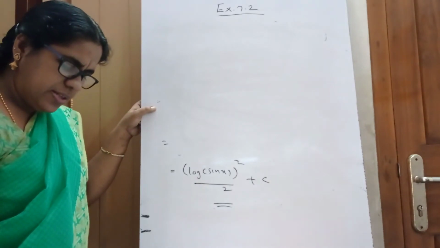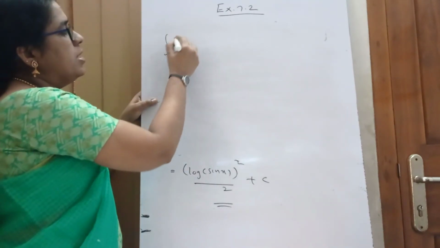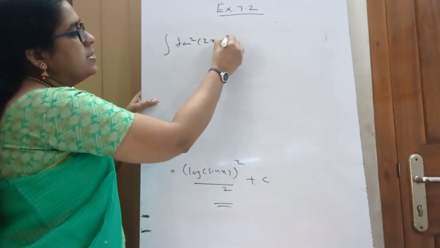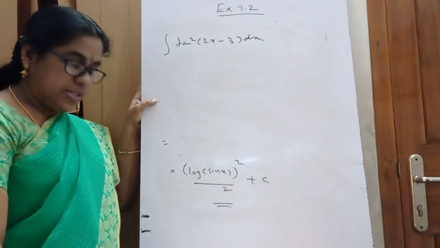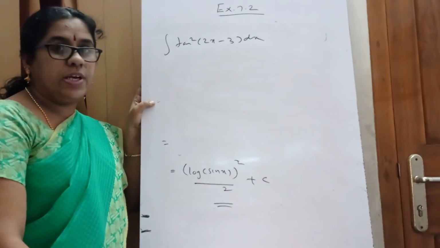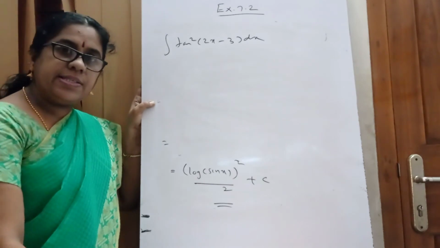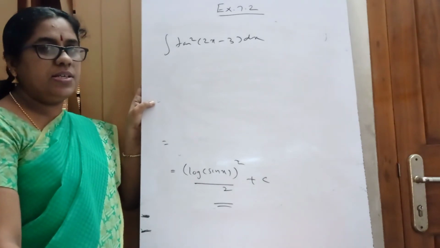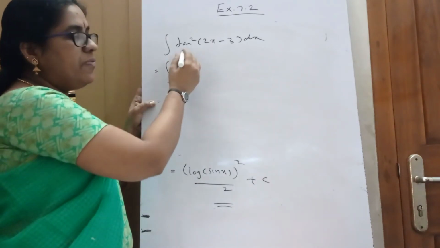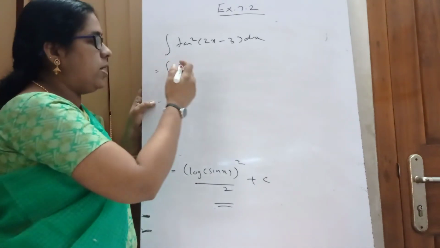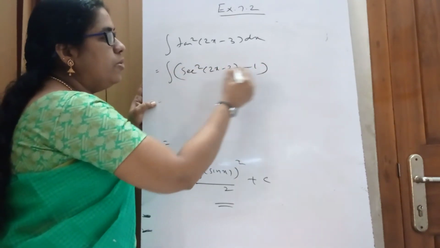That's also very simple. Some questions are very simple. That is the integral of tan square of 2x minus 3 dx. We don't know the integral of tan square 2x minus 3, so we have to convert it into sec square. We know that sec square theta minus tan square theta is 1, so tan square theta is sec square theta minus 1. So in the next step, we write tan square in terms of sec square: sec square of 2x minus 3, minus 1, into dx.